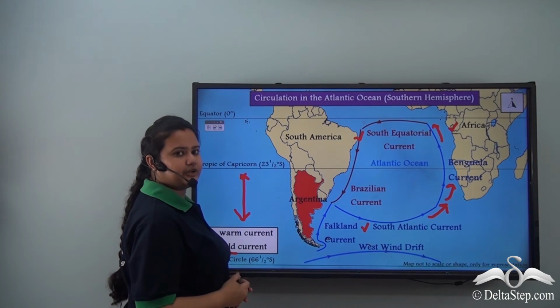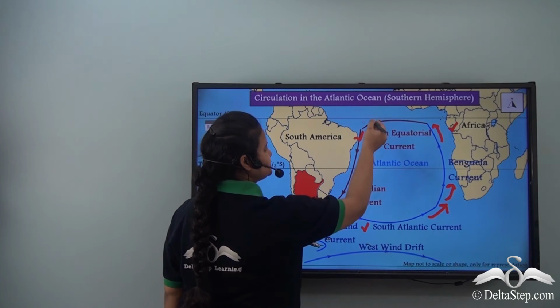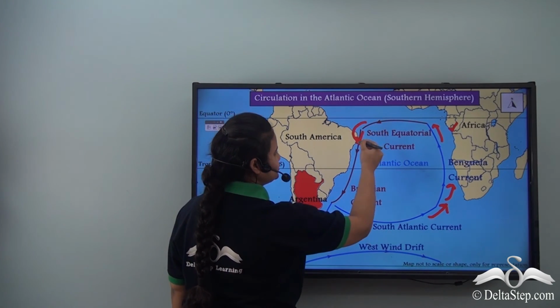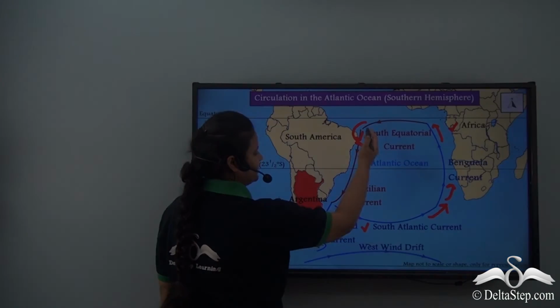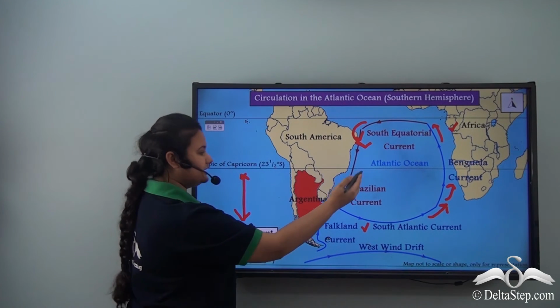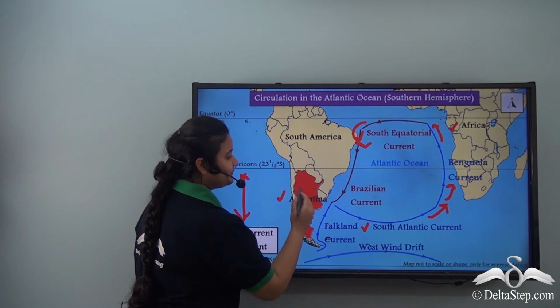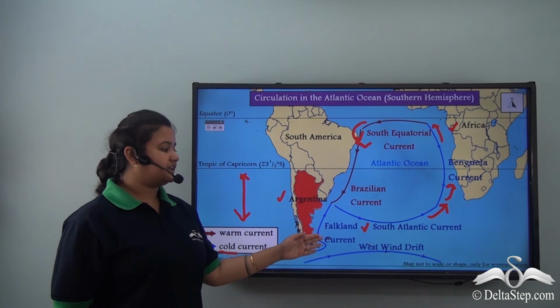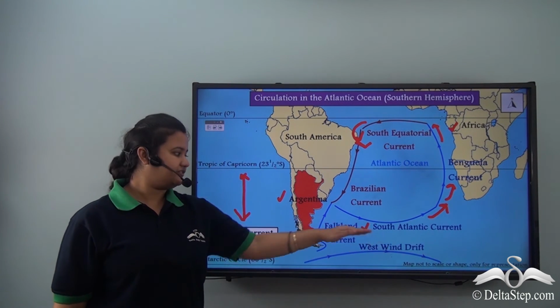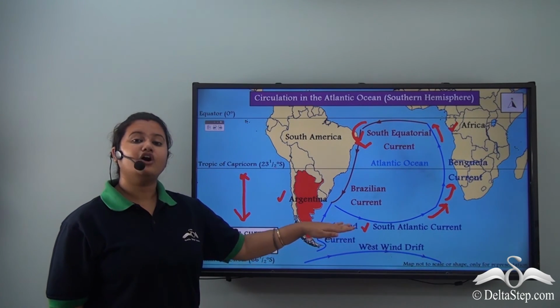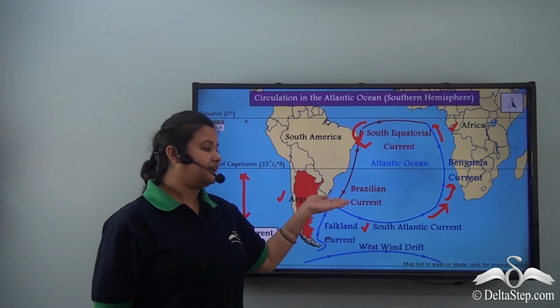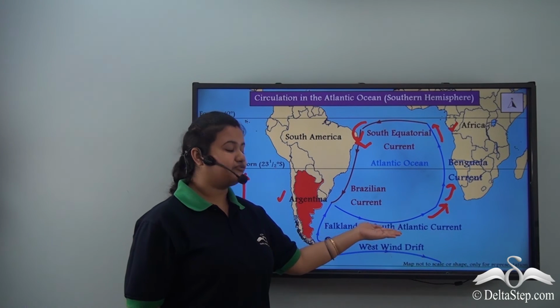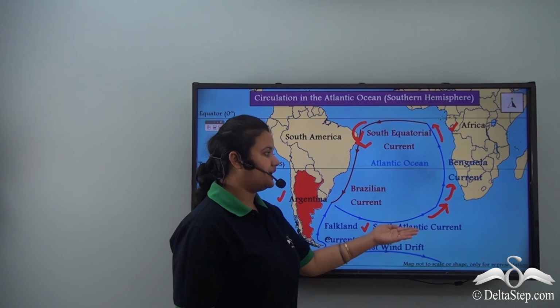The circulation of ocean currents in the South Atlantic Ocean begins with the South Equatorial Current. The South Equatorial Current flows from east to west and then gets deflected to the left. After deflection, it flows as the Brazilian Current towards Argentina. And here, when it reaches Argentina, it connects with an offshoot of the west wind drift, and the name of that offshoot is the Falkland Current. And then it gets deflected and flows as the South Atlantic Current.